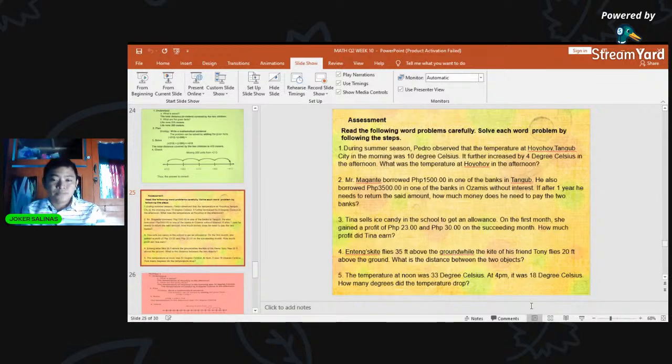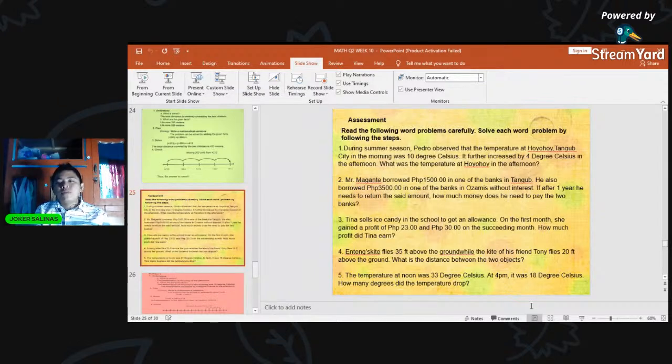I'll repeat. Enteng's kite flies 35 feet above the ground, while the kite of his friend Tony flies 20 feet above the ground. What is the distance between the two objects?